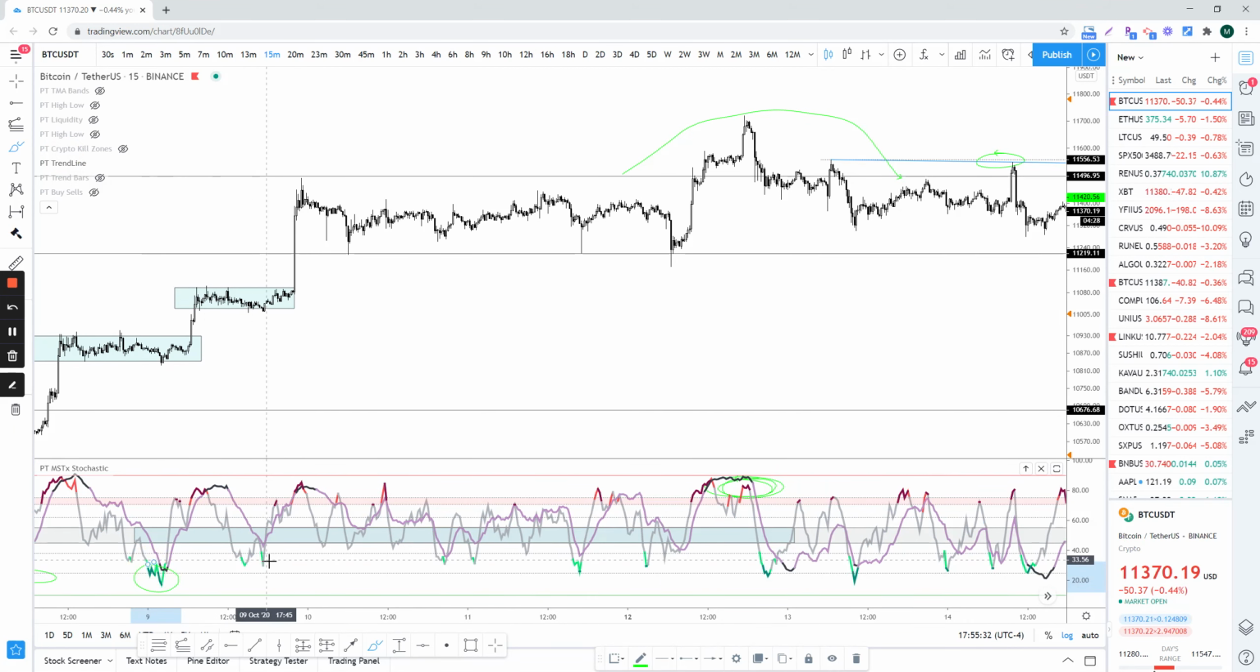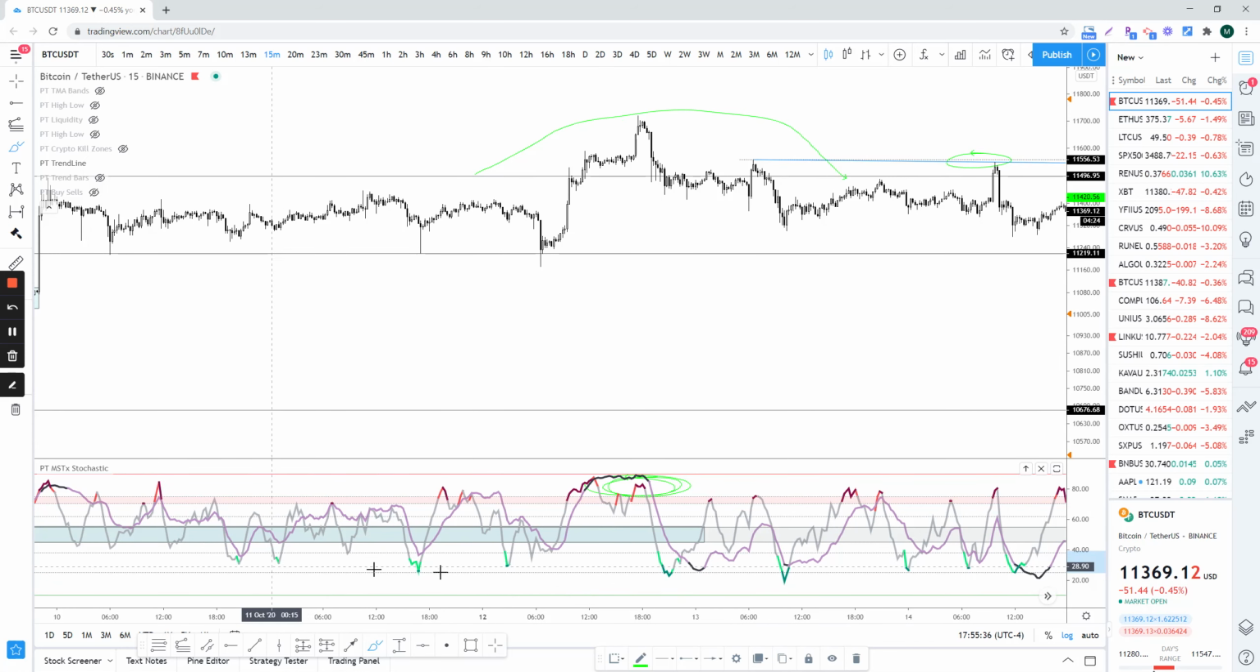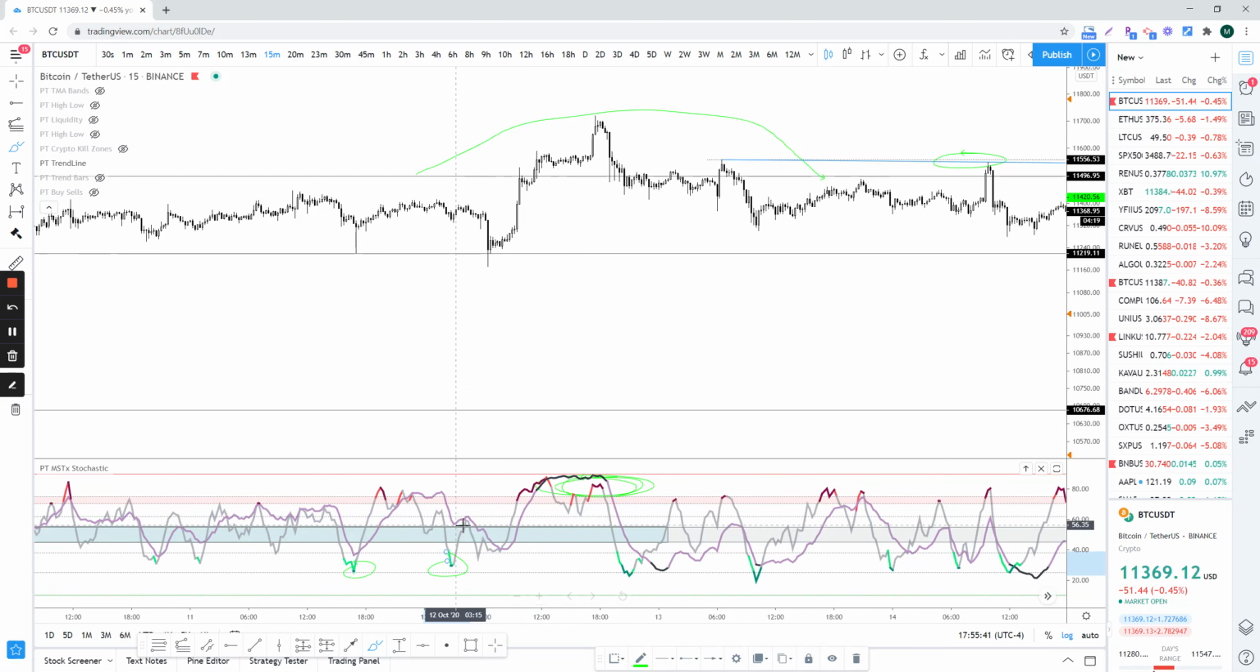You had a long over here. You had a long over here. I don't like the regular greens. I want dark greens. We had a long over here. We had a long over here. You see how it got rejected over here and then it died? Right? Then it pierced up. Now officially the 15 minute has topped out over here.